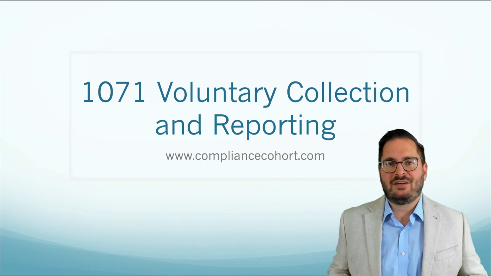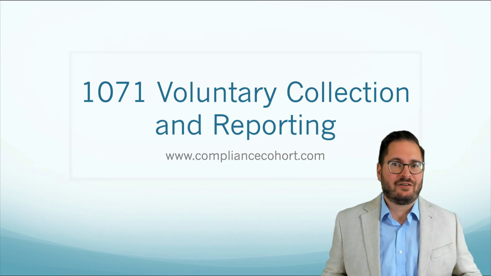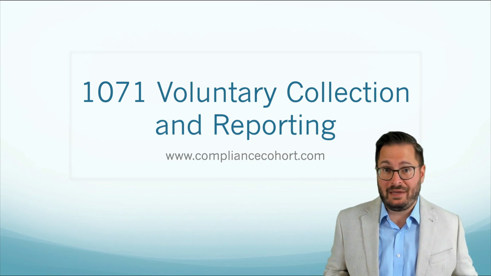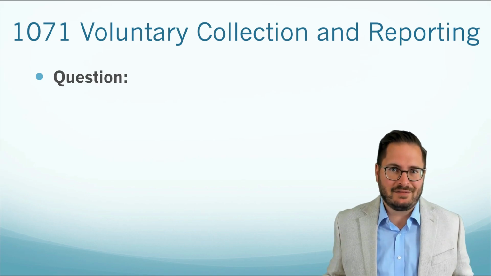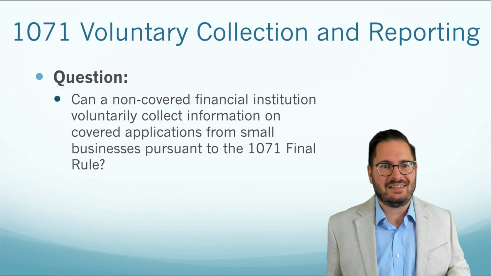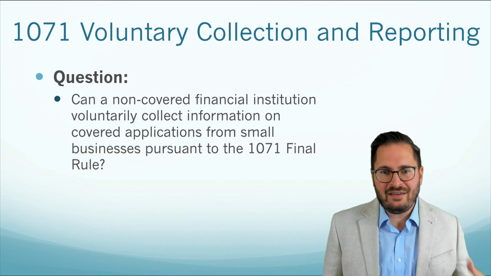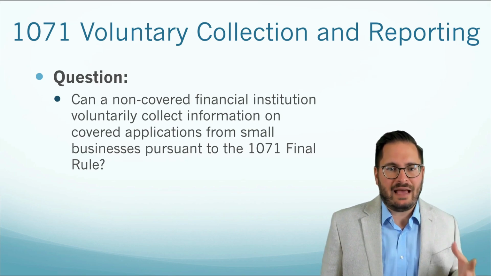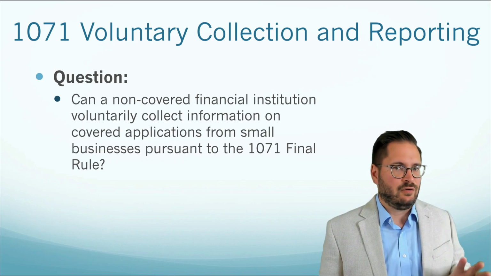This compliance clip is going to talk about voluntary collection and reporting under the 1071 rule or Subpart B of Regulation B. So the question we've received a couple of times is something like this. The question says, can a non-covered financial institution voluntarily collect information on a covered application from a small business pursuant to the 1071 final rule?